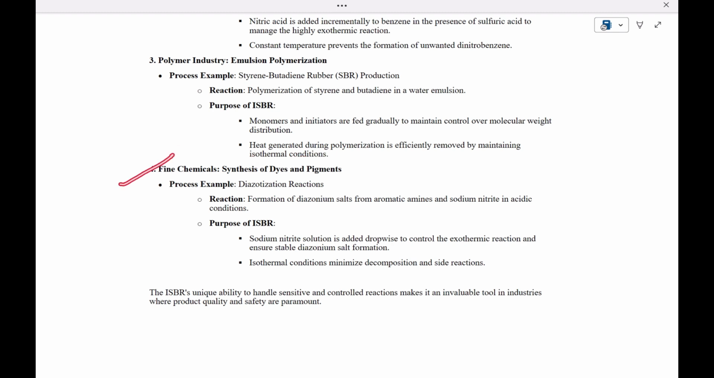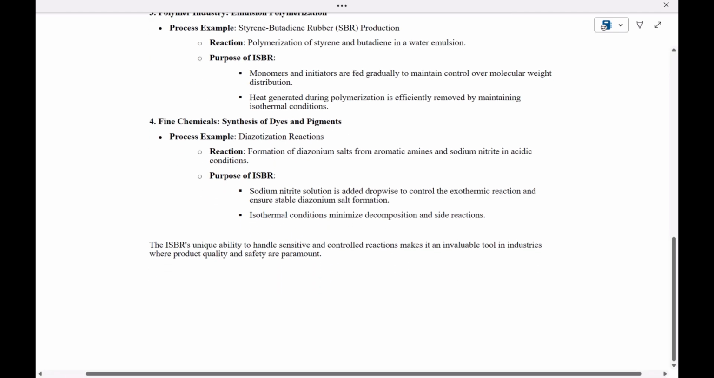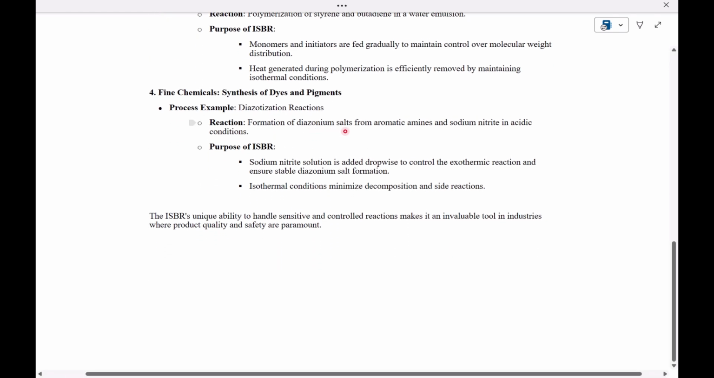The fourth one is fine chemical. In fine chemical, synthesis of dyes and pigments are done. If you look into the process example, diazotization reaction is done here. If you look into the reaction, it is formation of diazonium salts from aromatic amines and sodium nitrite in the acidic condition. Now, diazonium salts are used in dyes and pigment industries, and it is very unstable and decomposes easily.